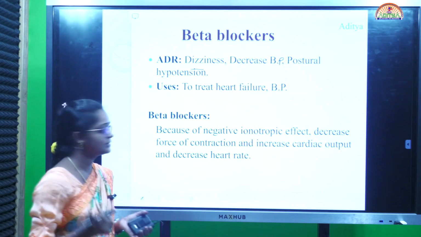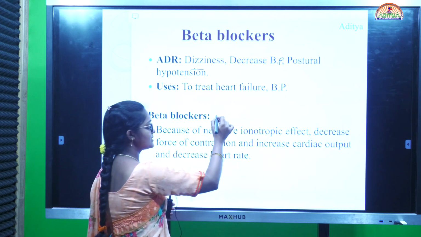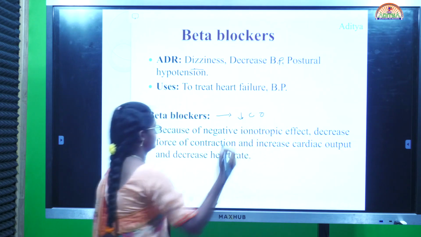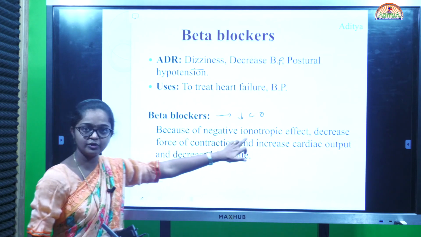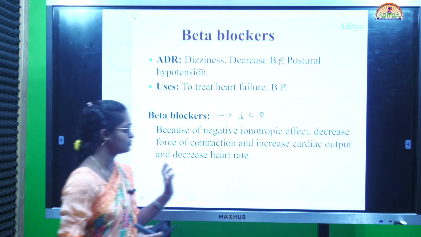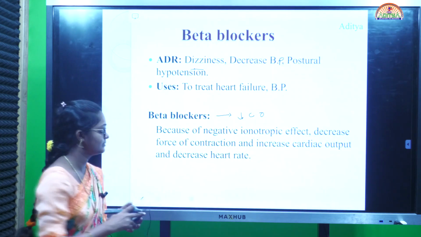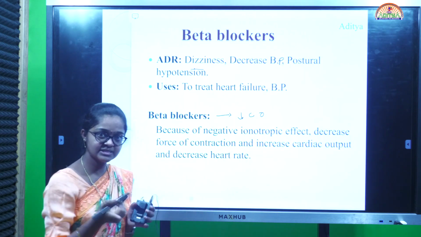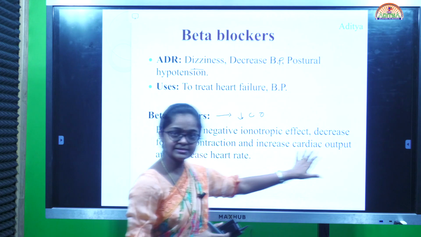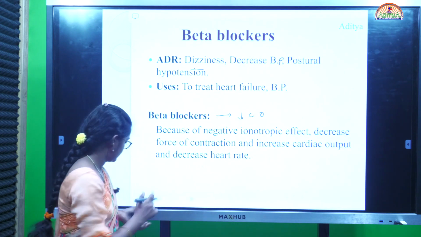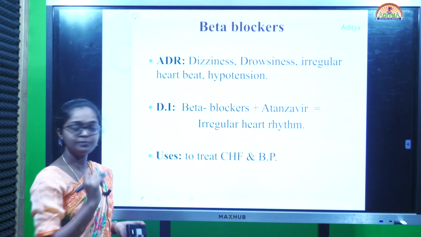Next, beta blockers. We know beta blockers decrease the cardiac output. Because of the negative inotropic effect, they decrease the force of contraction and decrease the heart rate. Beta blockers block the beta receptors present in the heart. This is the mechanism of action of beta blockers.